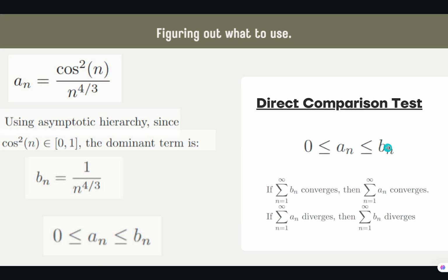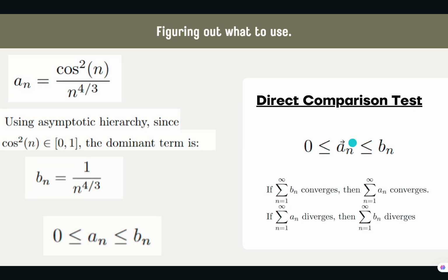Now, we have to figure out what we're going to use. I decided to use the direct comparison test. Why? Because we can easily simplify using the asymptotic hierarchy, and the fact that cos squared n only goes from 0 to 1, because cos n goes from negative 1 to 1, but squaring it gives us only 0 to 1. We can define the term b_n as 1 over n^(4/3). And because that is our b_n, we can show that 0 is less than or equal to a_n, which is less than or equal to b_n.